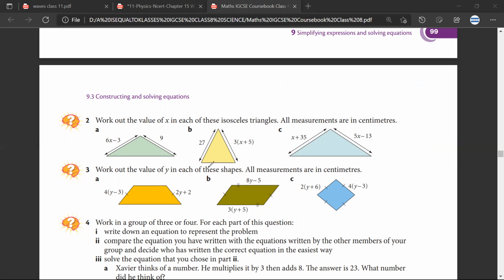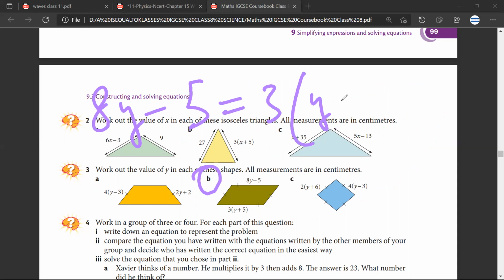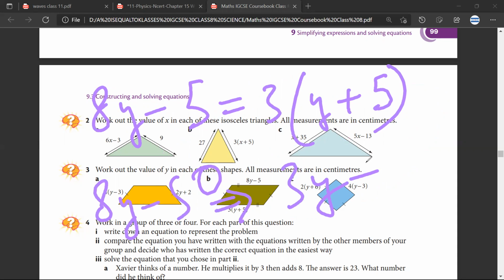So B part. Sarthak, how can I do B part? 8y minus 5 equals 3y plus 5. So first we'll open the bracket. So 3y plus 3y plus 15. So it will be 3y plus 15.